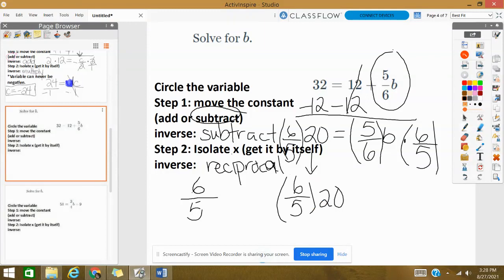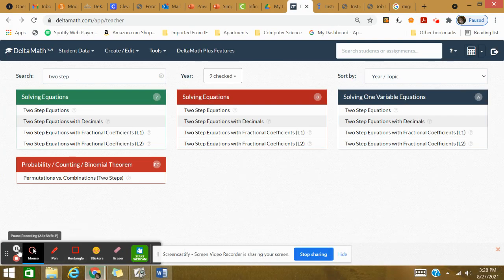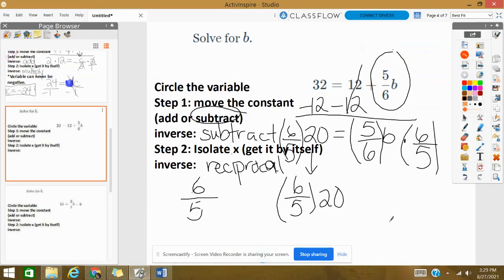Over here on the right hand side, I'm going to go ahead and cancel. So 6 and 6 will cancel top bottom. 5 and 5 will cancel top bottom. Okay. So this right hand side is just going to give me my variable, which is b. And then the left hand side, I actually need to multiply.